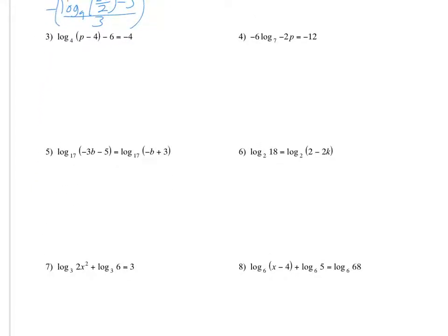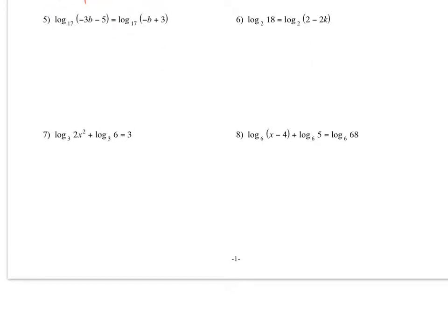For number 3, now I've got to get the log part by itself, so I'm going to add 6 to both sides. We get log base 4 of p minus 4 is equal to 2. 4 squared is equal to p minus 4 when I convert that to exponential. And then I get p is equal to 20.